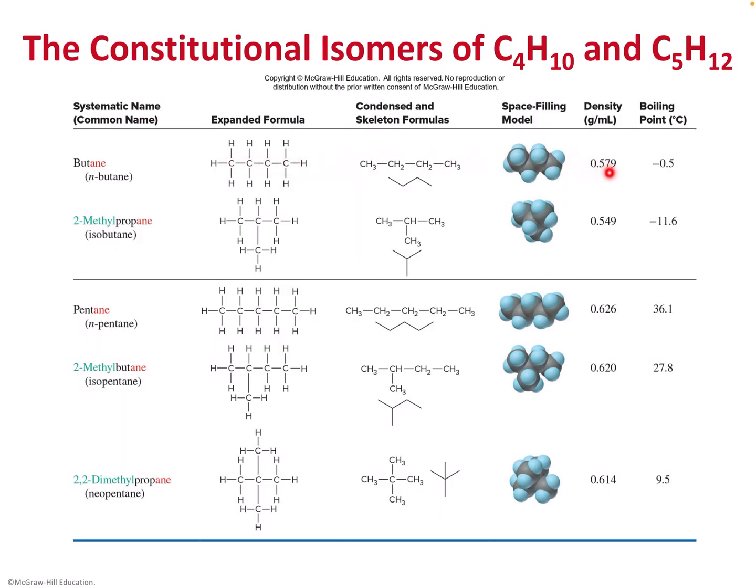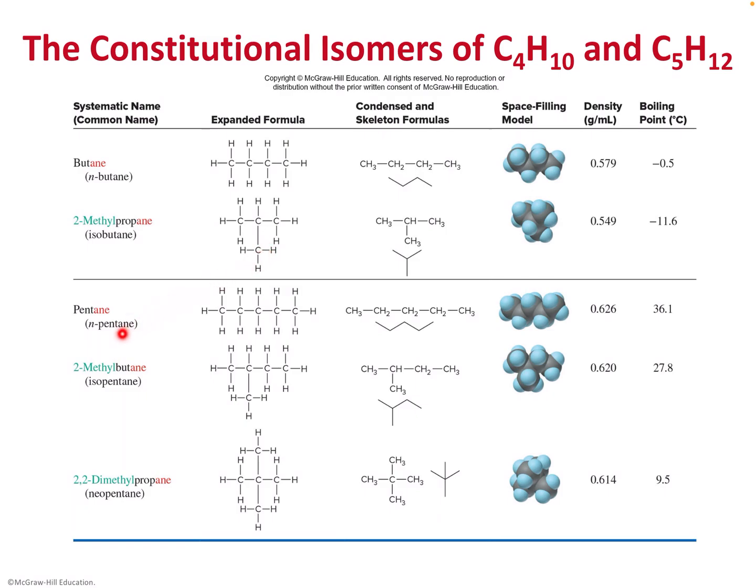You can see that they have 2 different densities. They have different properties. Density 0.579, 0.549, and they also have different boiling points. This one has a boiling point of negative 0.5 and this one an even lower boiling point, negative 11.6. So they have the same molecular formula but their connections are different. So we call them constitutional or structural isomers.